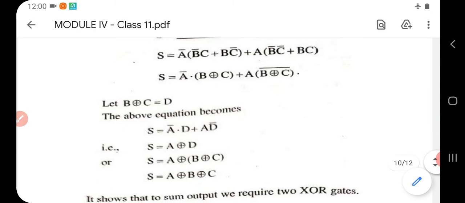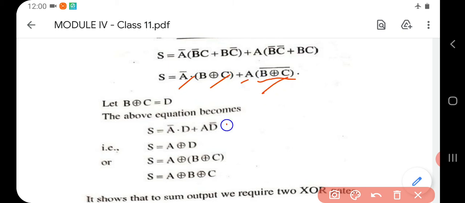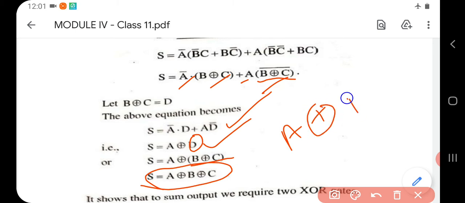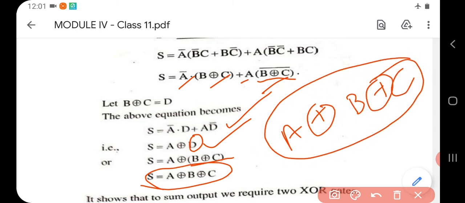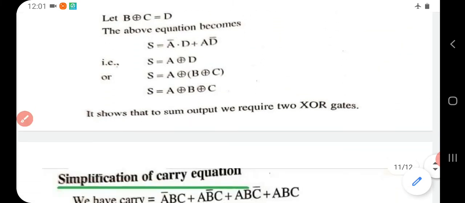Then this is replaced with D. So this will be A bar D plus A D bar. This is of the form A bar B plus A B bar. So A exclusive OR D, where D is actually B exclusive OR C. So this is the final expression for sum of a full adder. That is A exclusive OR B exclusive OR C is the final expression for sum in the case of full adder. So in order to represent that, you need two XOR gates.